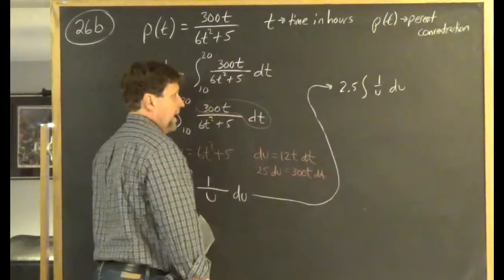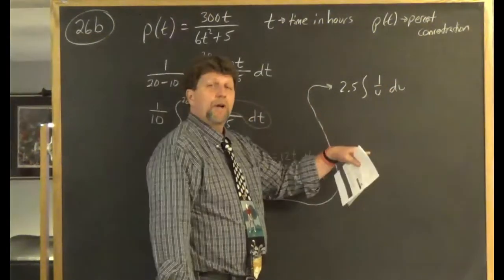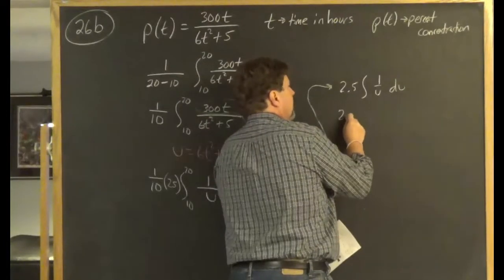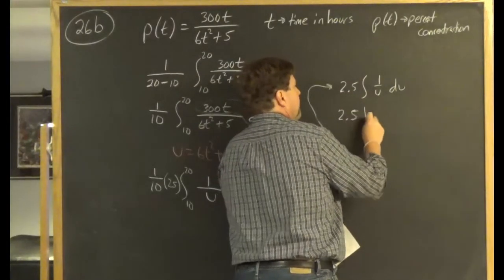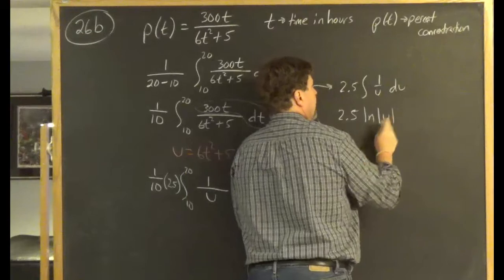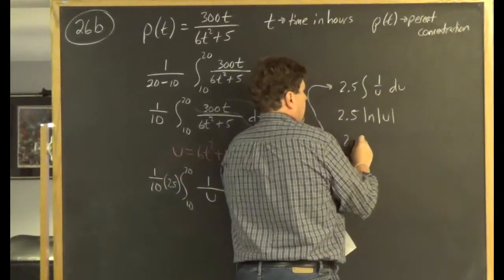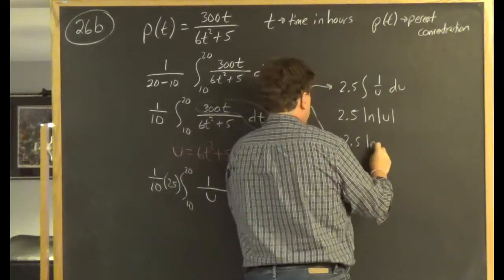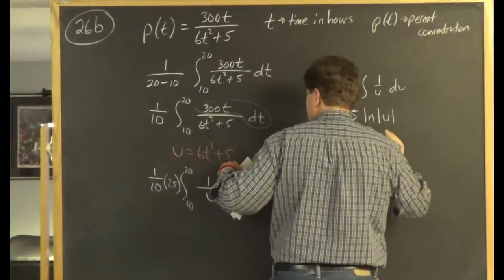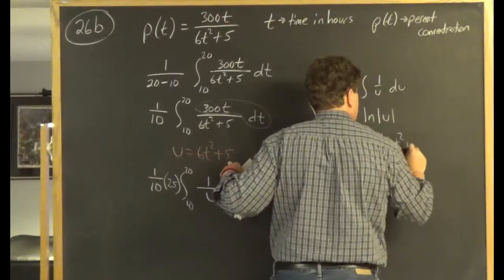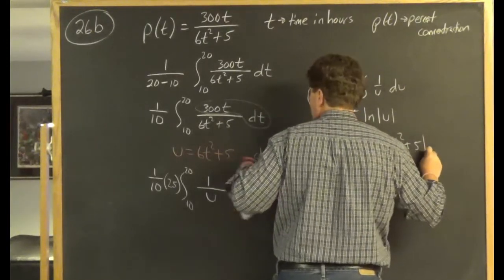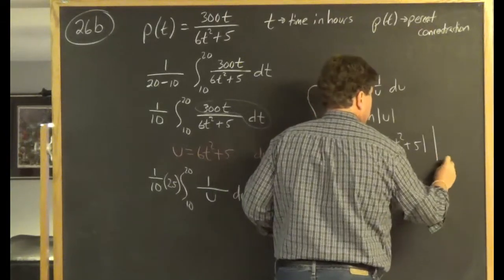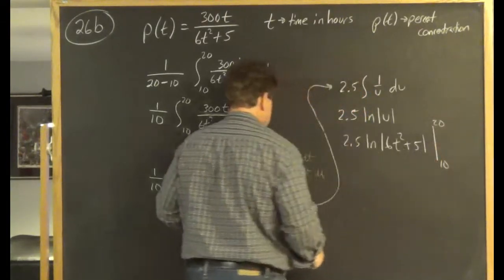And now the antiderivative of 1 over u. You know that it is the natural log absolute value of u. Resubstitute. See, u is 6t squared plus 5. And now I need to evaluate that from 10 to 20.